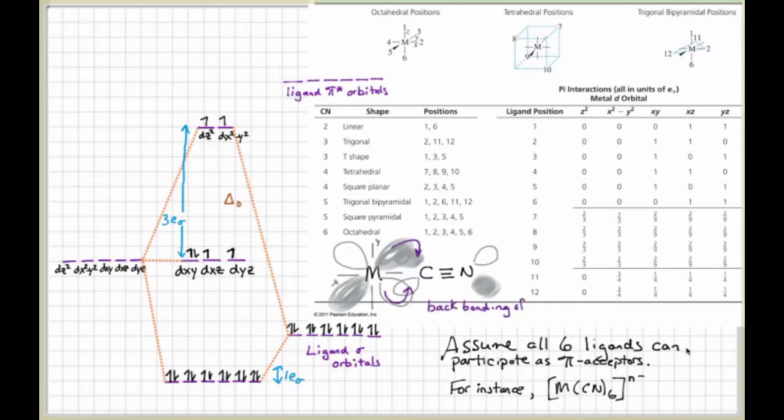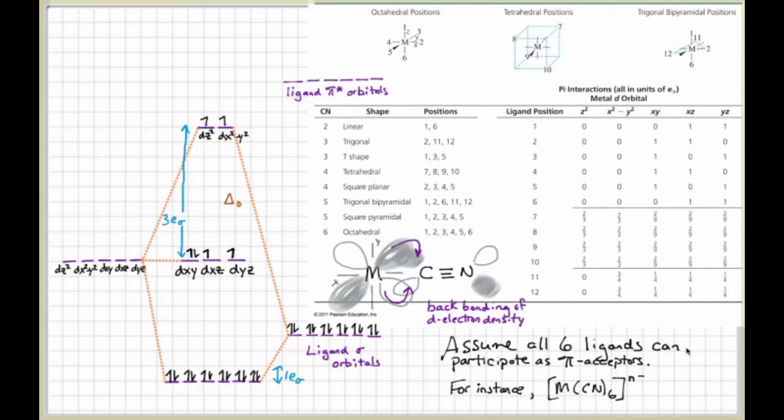And then of course the metal can dump electron density into the pi star orbitals from the metal d orbital. And this is called back bonding. Back bonding of d electron density to the ligand. We're going to use the table in a similar fashion to what we did with the sigma interactions. And in fact, in creating these diagrams, I always start with the sigma interactions alone and then modify the diagram to take into account the pi interactions.